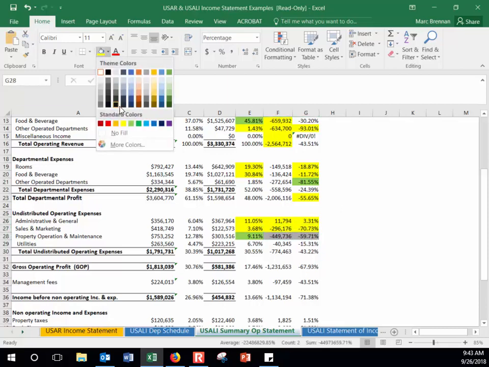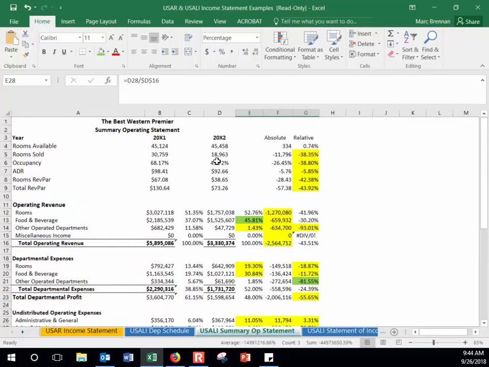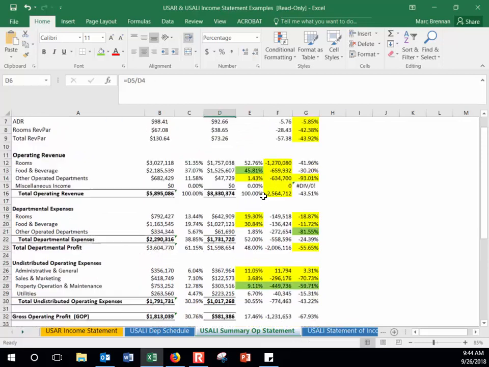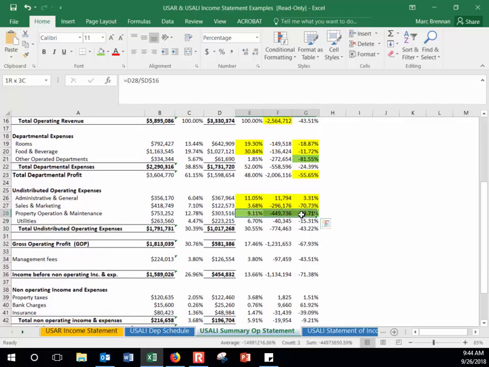Property operation and maintenance, I've controlled this cost very well. Everything went down by 43.5%. My property operations and maintenance went down by 59%. I saved myself a lot of money here. Did I save myself too much money where maybe my hotel's starting to look a bit ratty or things aren't functioning as well, which then affects my occupancy? Maybe that's a reason too, but overall I saved money here. Okay? I would still want to make sure that my hotel is operating properly though.